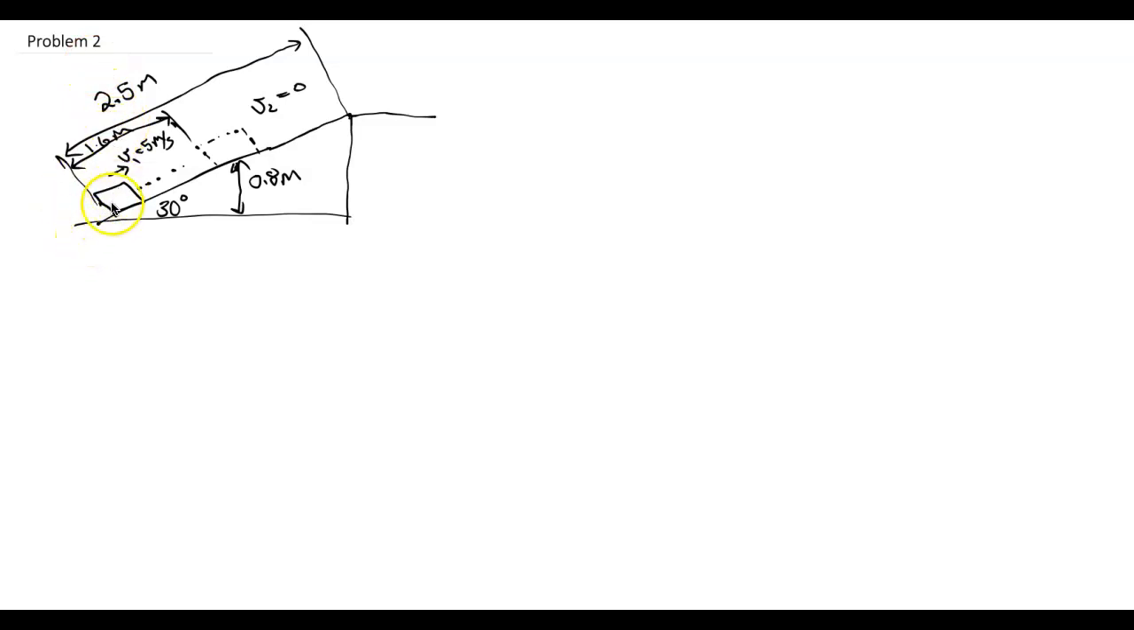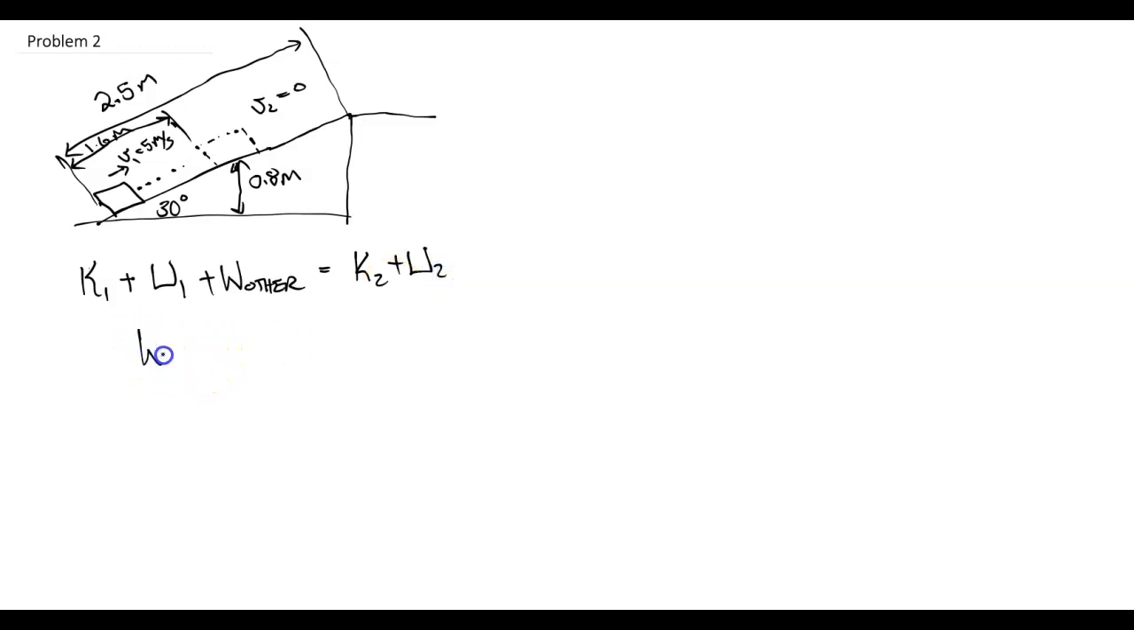So let's consider the problem where the crate is pushed up. Because of friction, it will reach a certain height before it stops and slides back down. The details are given in the problem. Again, using mechanical energy, we get K1 plus U1 plus the work done by the other force, in this case friction, has to equal K2 plus U2.